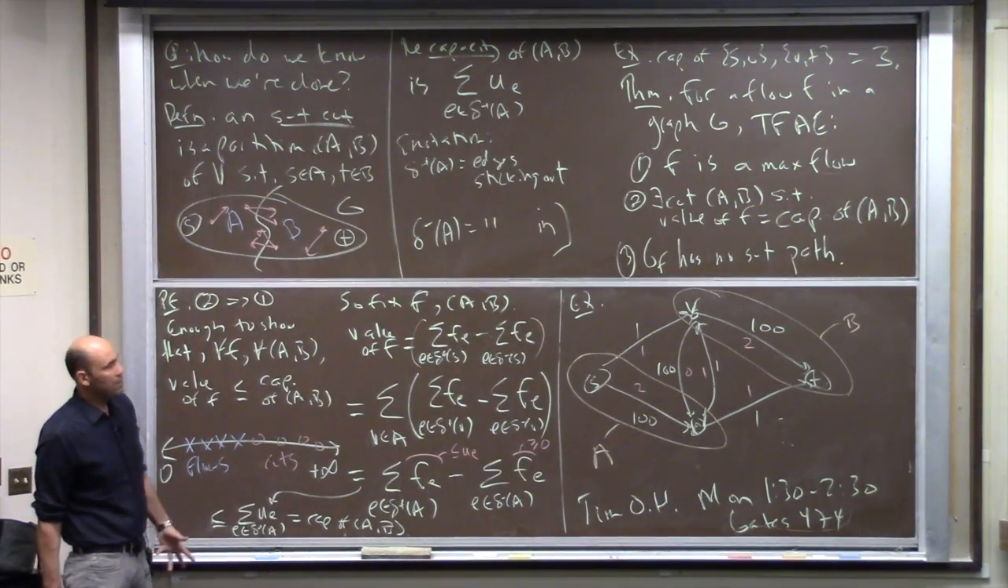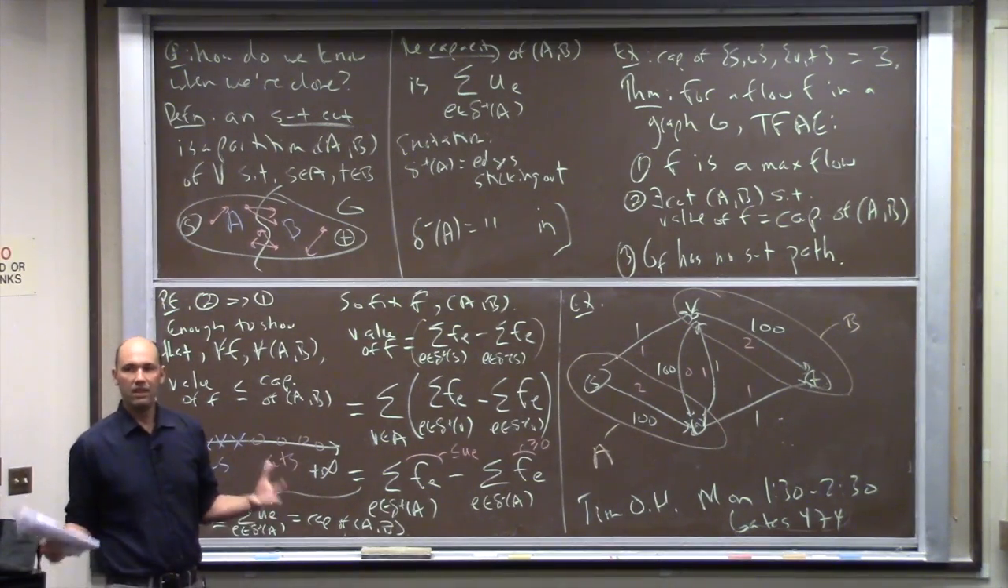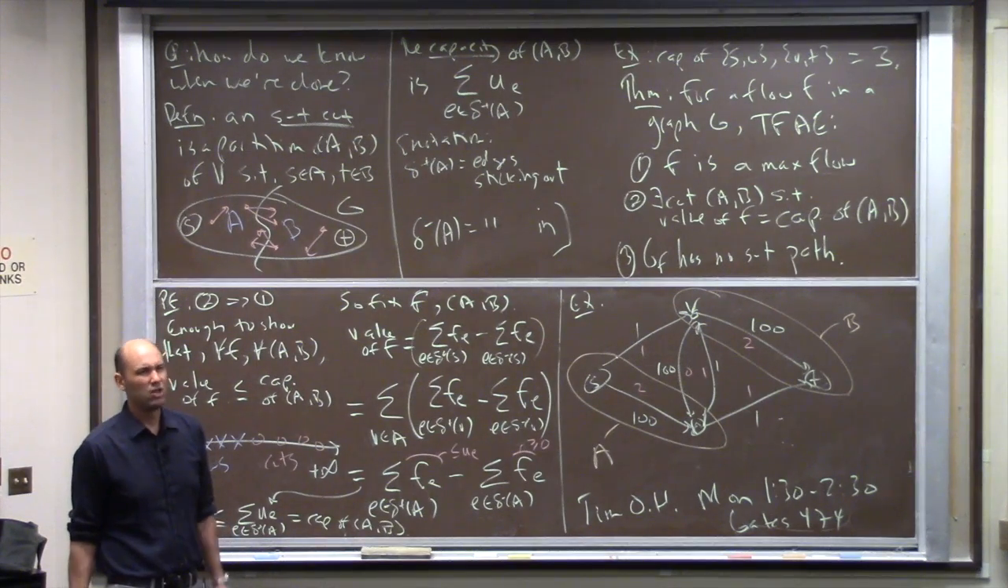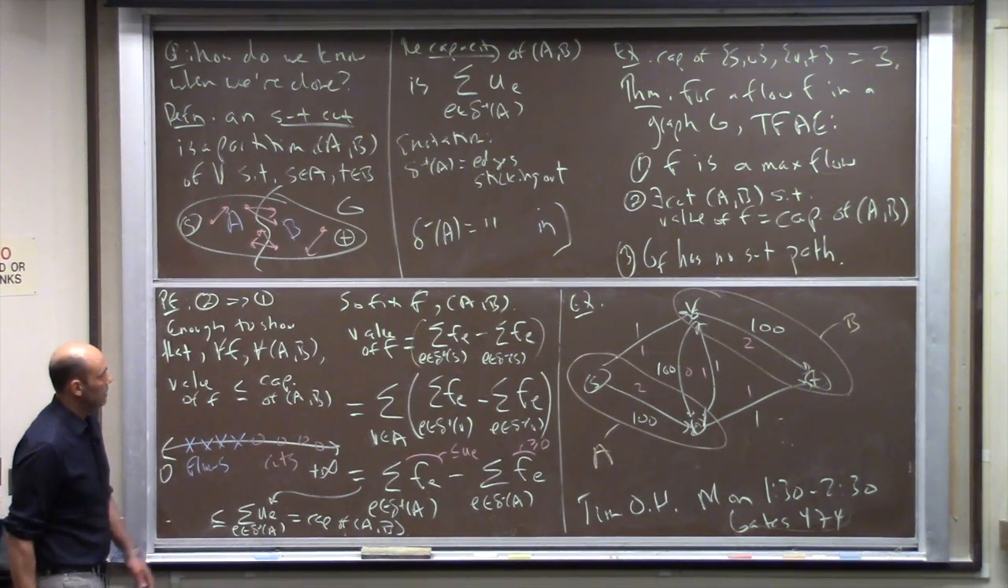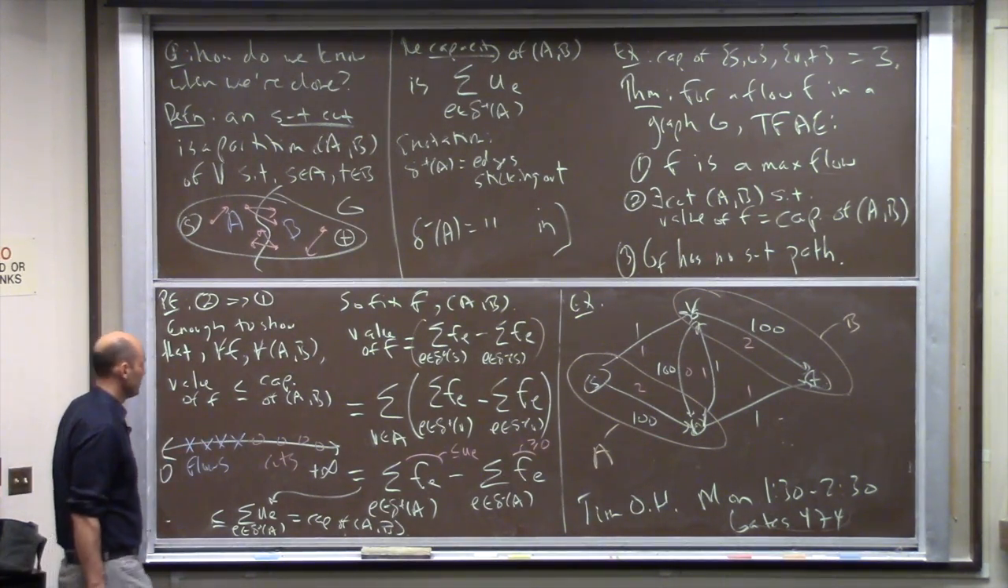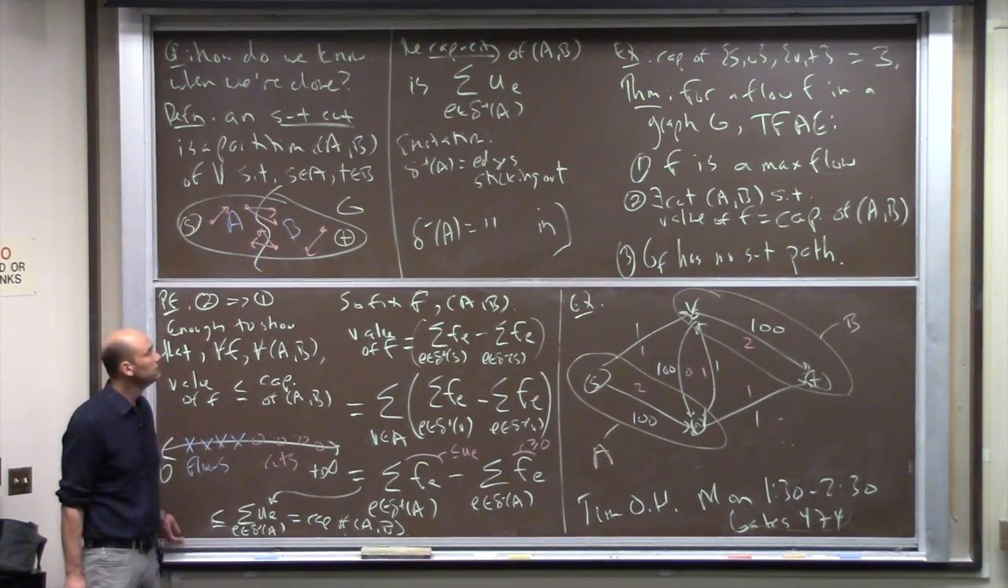Okay? So if, in fact, you can exhibit a cut and you can exhibit a flow so that they have the same value, then the flow has to be a maximum flow. If you think about it, also that cut has to be a minimum cut for the same reason. Okay? All right. So that's a sufficient condition for a flow to be maximum. You can find a cut with exactly the same value. Questions?